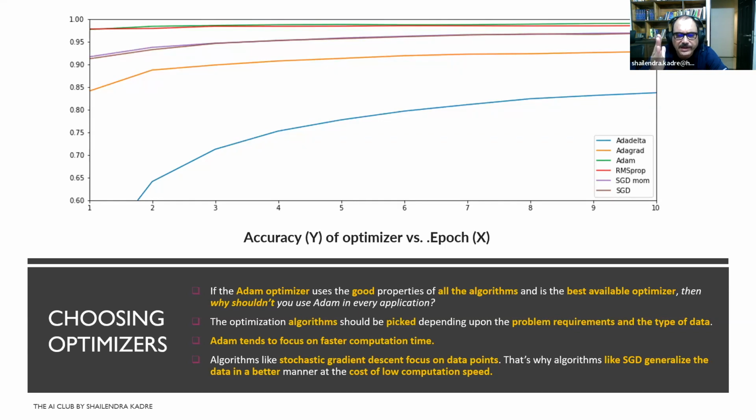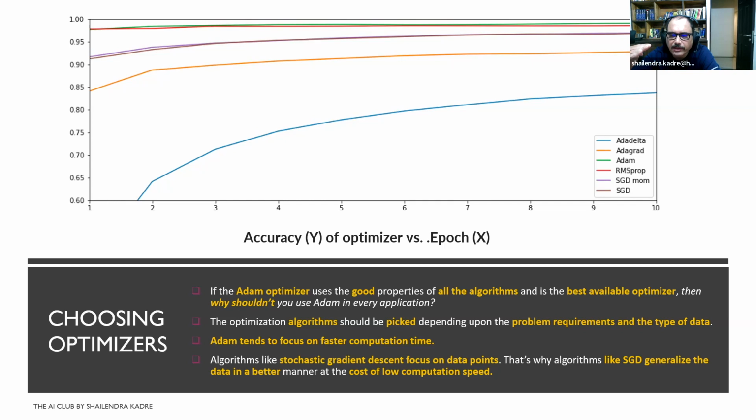SGD, stochastic gradient descent, focuses on data points. Each data point will run once, right? SGD will update the parameters once for every point. So generalization is better with the help of SGD.